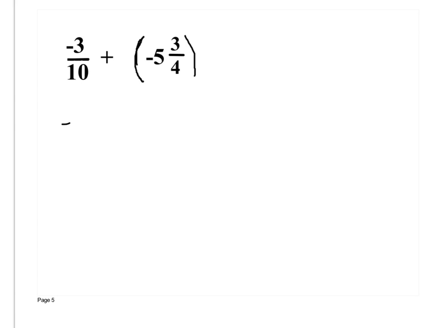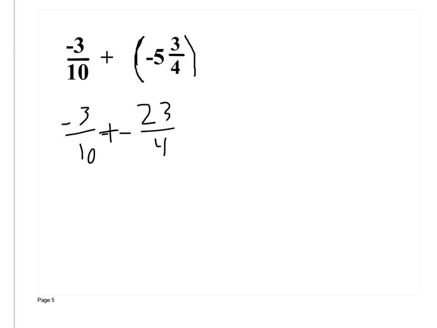Okay, 5 times 4 is 20. 20 plus 3 is 23, so I have negative 23 over 4. Then what's my least common denominator? Someone raise your hand quickly. Okay, Brady. Okay, it's not 40, and you don't worry about the denominator being negative. Gowdy? 20. It's not 40.